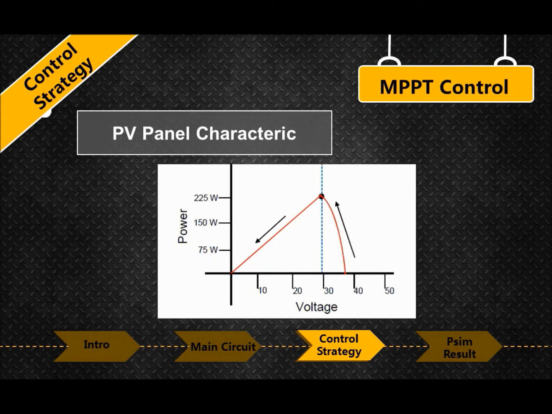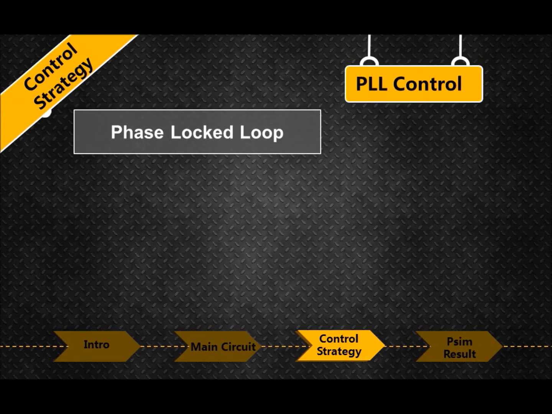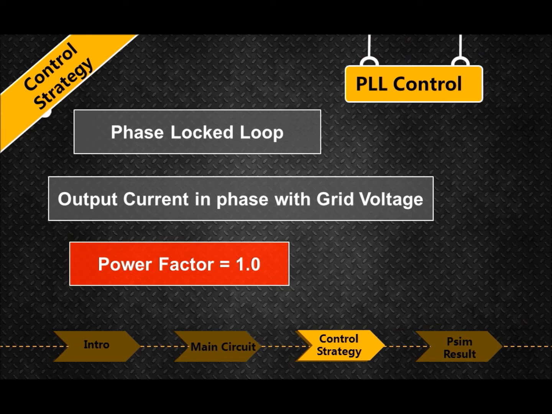Here are our MPPT control methods. Basically, we're trying to set the working condition at this point, which will yield the most energy. And for PLL control, the full name is phase lock loop. It's basically to keep the output current in phase with the grid voltage, namely to keep them synchronized. And in this way, the power factor is kept at unity.